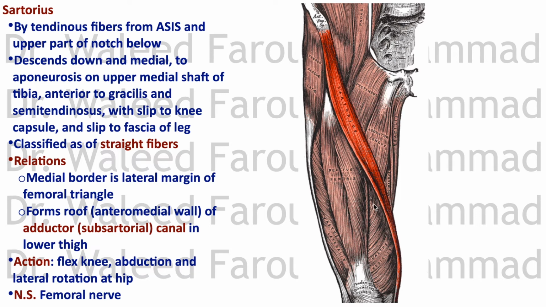By pulling on this muscle, it flexes the knee, produces abduction and lateral rotation at the hip joint. It's the muscle you use when you cross your legs. The nerve supply is the femoral nerve.